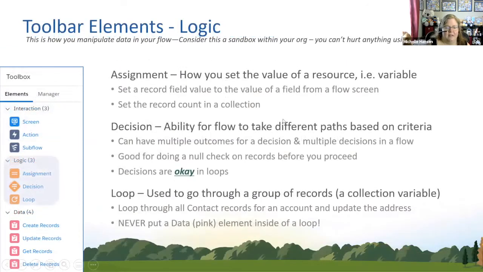So after that, this is where we manipulate data in our flow with these logic elements. And so we have an assignment. So basically an assignment is the action of putting something into our variable, into our bag. So you set the value of a resource. You can either set like a record field value to the value of a field on a screen. So like if someone is going through a wizard to create a new account or contact, whatever they put in for the account name, you're going to assign that to a variable.